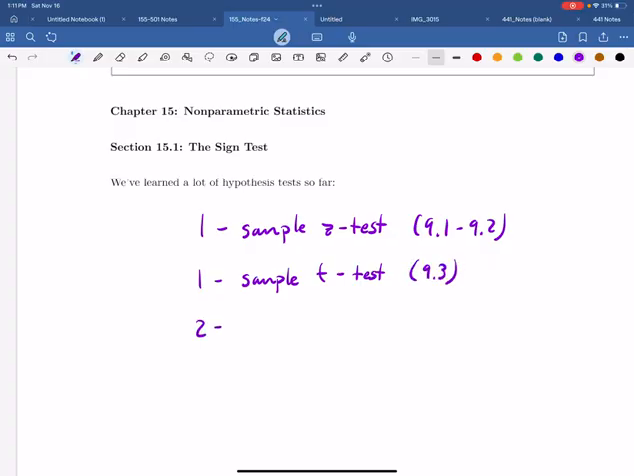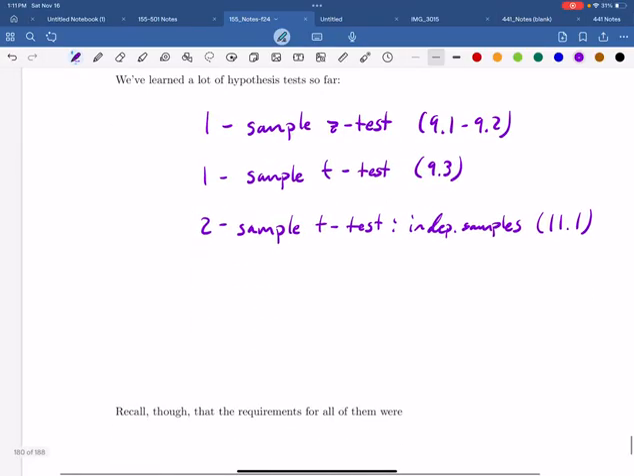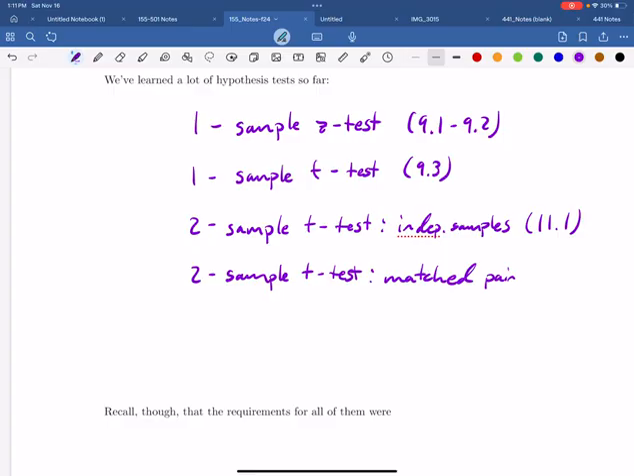We also learned two different kinds of two-sample t-tests. One is when we have independent samples, and we learned about that in 11.1. We also, I'm calling this a two-sample t-test, but it's really for matched pairs, so in a certain sense, it's one-sample data if you just consider the difference column, right? Anyway, we learned about that in section 11.2.